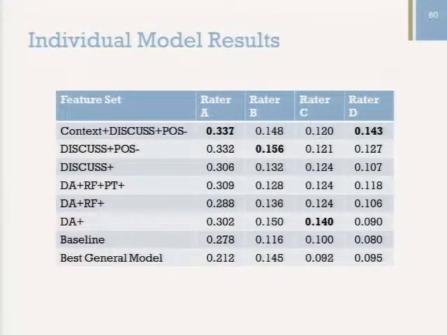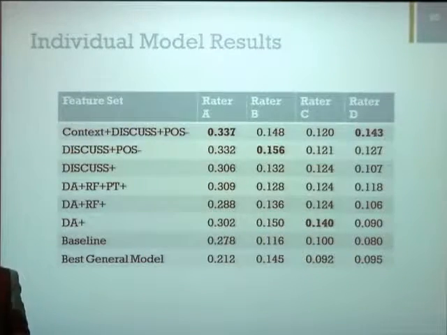So I trained the individual models, and we also took the best general model and added the features. What we start to see here is the best performing model, in bold, tends to be when we add more of these discuss features. So it shows to me that discuss, for the most part, except for maybe Rater C, is useful, but even she got a bump when you added the course level dialogue acts.